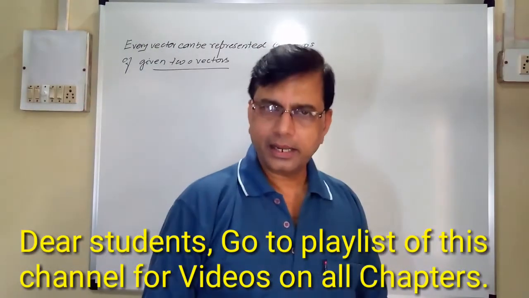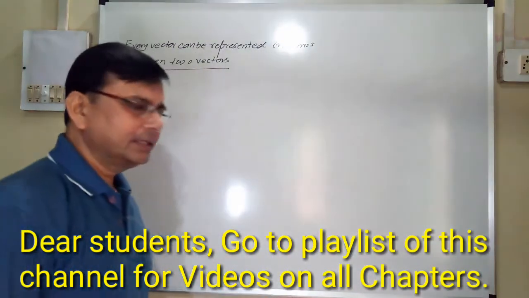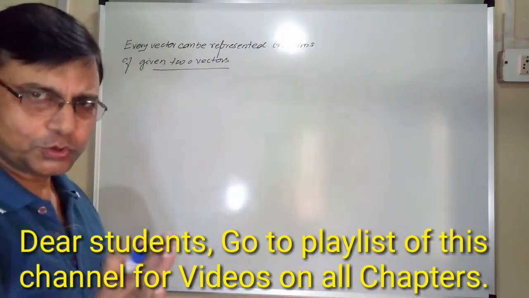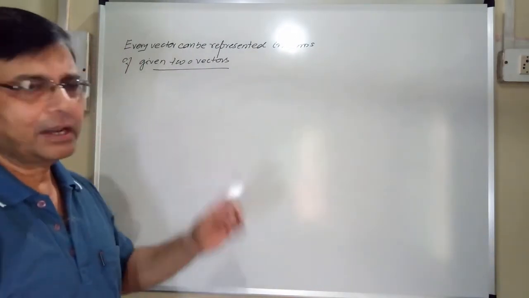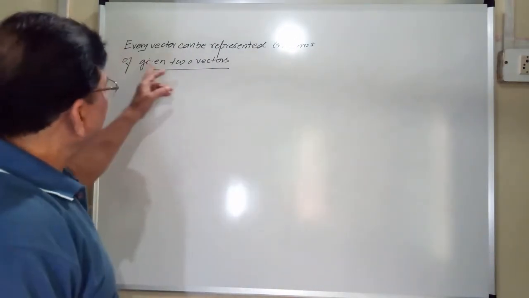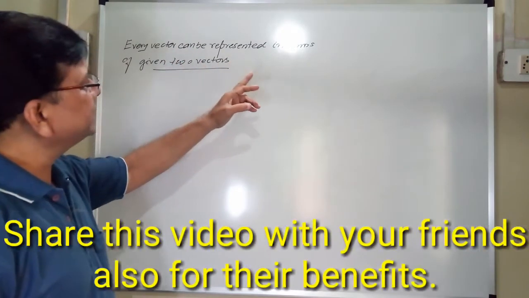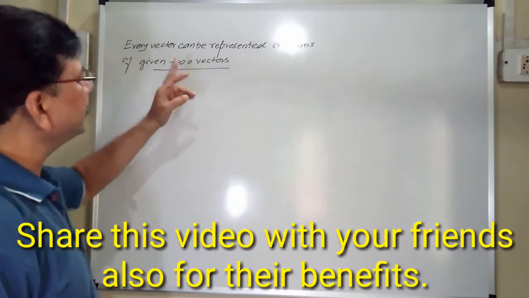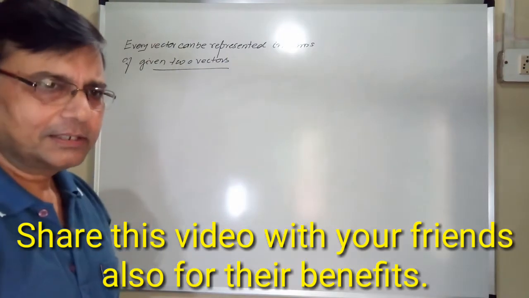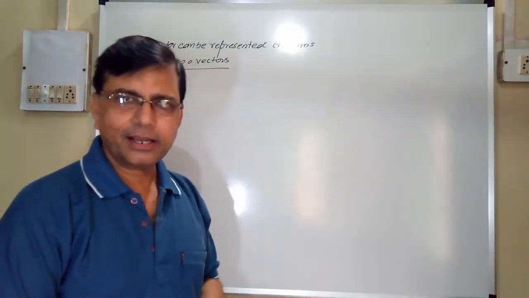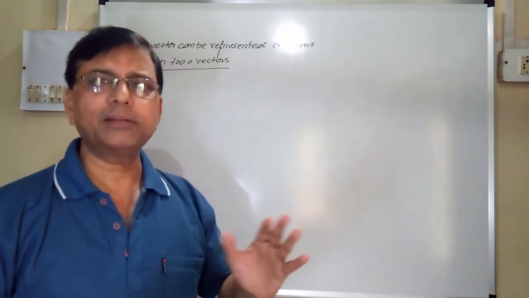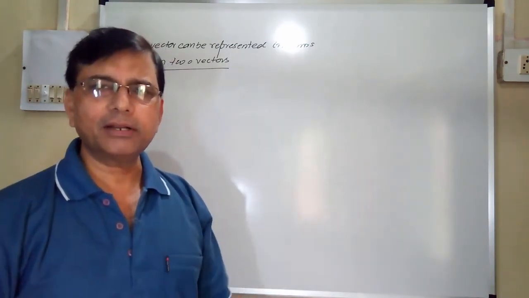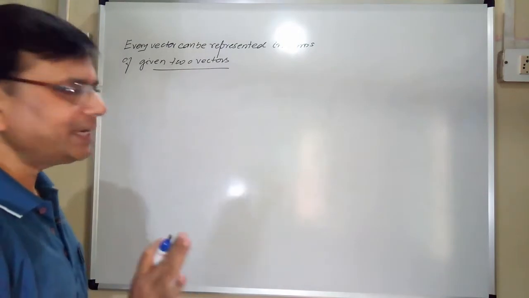Now we will take another bit. This is also very important. You should understand it, listen to it carefully and observe it. Every vector can be represented in terms of given two vectors. So any vector we are considering and two vectors are given, so that particular vector can be represented in terms of the given two vectors. What is the physical significance of this?